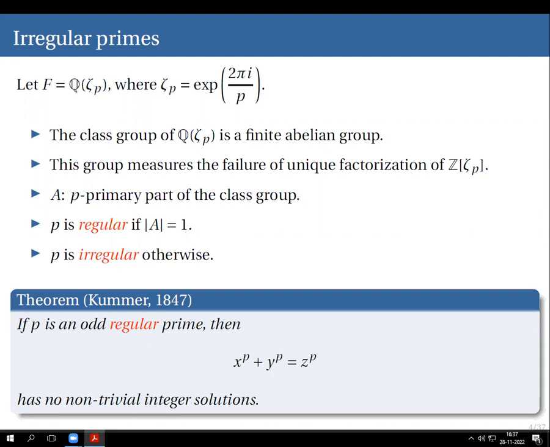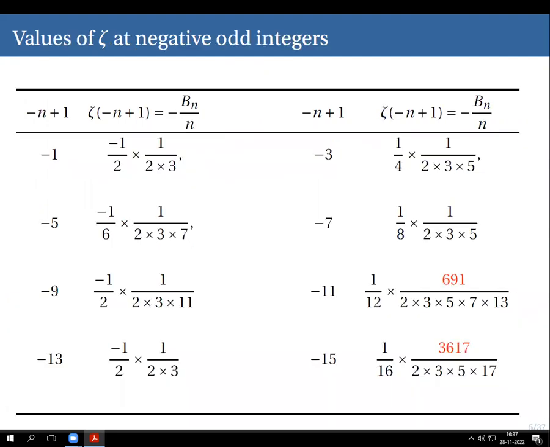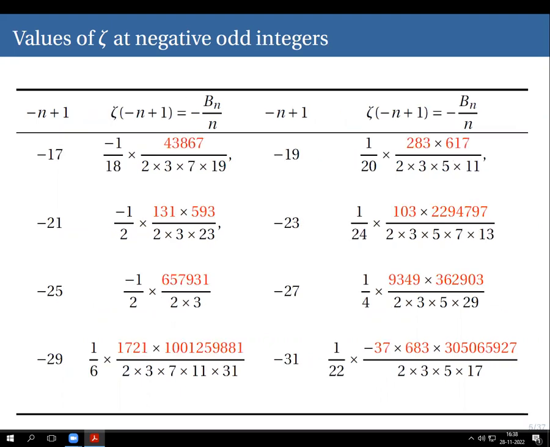But the result of Kummer led to independent interest in irregular primes. Okay, so I just wrote down some tables with some zeta values at negative odd integers. If you look at some of the earlier ones, there's only 1 or -1 in the numerator. But zeta(-11) has 691 as a factor, zeta(-15) has 3617 as a factor. And then if you start writing down all these Bernoulli numbers, these zeta values, the numerators grow very, very quickly.